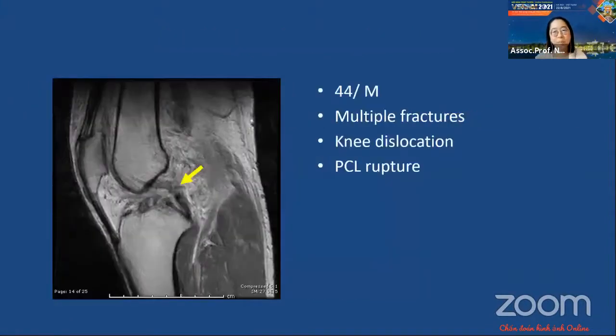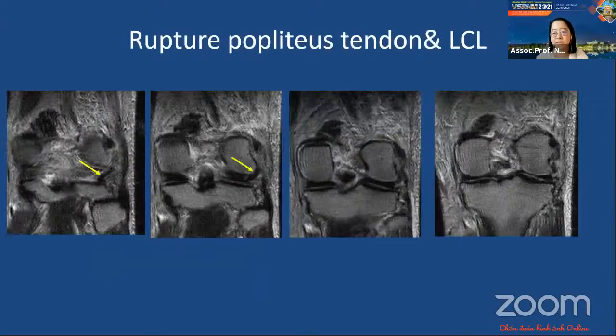And finally, you can help the patients by looking at the case in acute phase. This gentleman has multiple fractures and also has knee dislocation and posterolateral corner disruption. And this is how we identify rupture of the popliteus tendon, and nothing there at the sulcus. We can identify the lateral collateral ligament, but nothing in the femoral insertion.